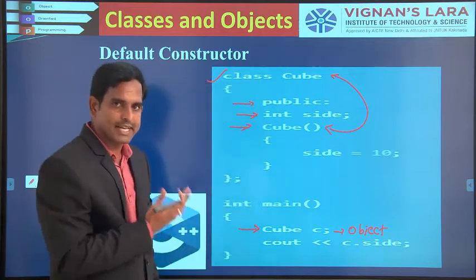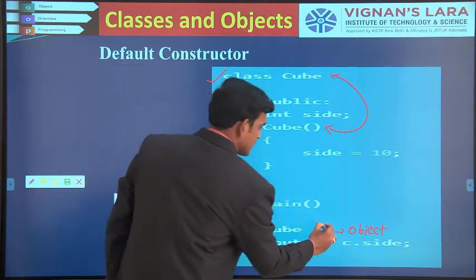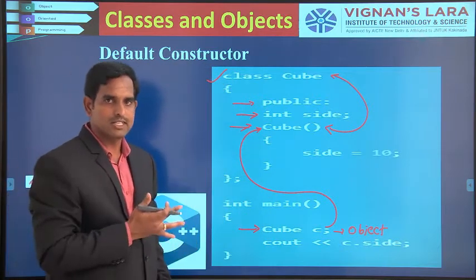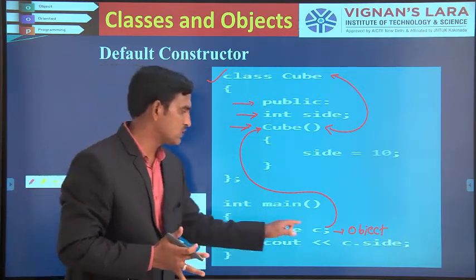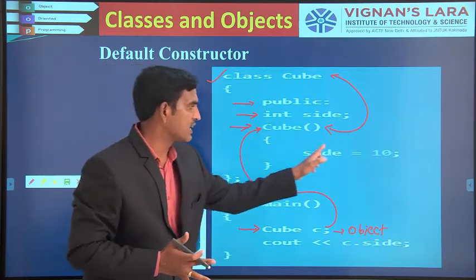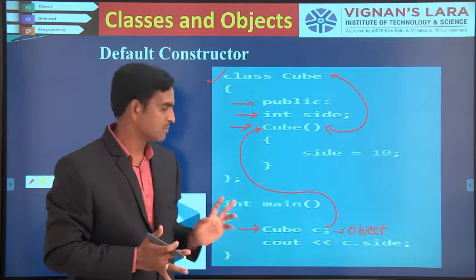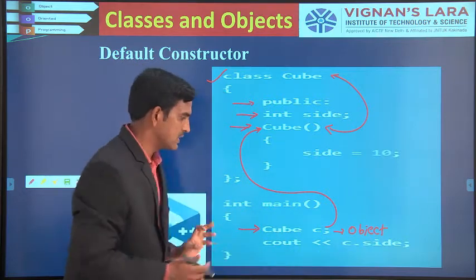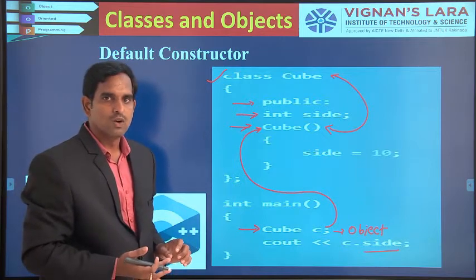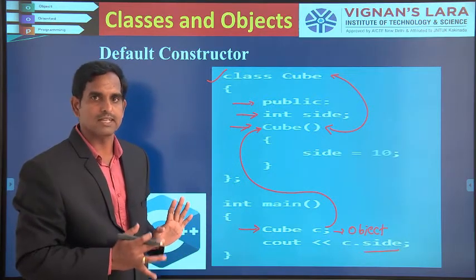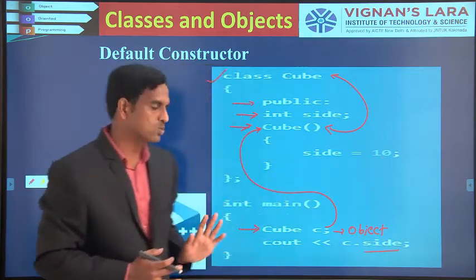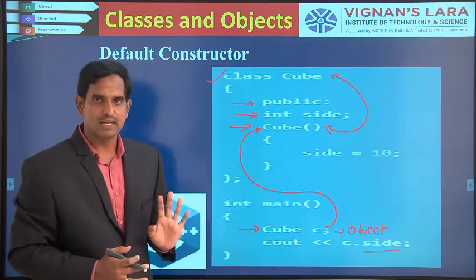Whenever I create an object, by default it will call the particular constructor. There is nothing you need to do. Once you create an object, by default it will call this function and execute side equals 10. So c.side will print the 10 value. What happens if you don't write the constructor? Here you have written the constructor and given side equals 10. That is why it will print 10.